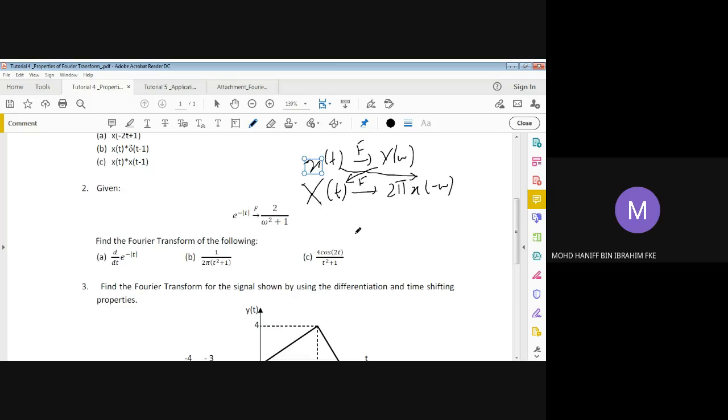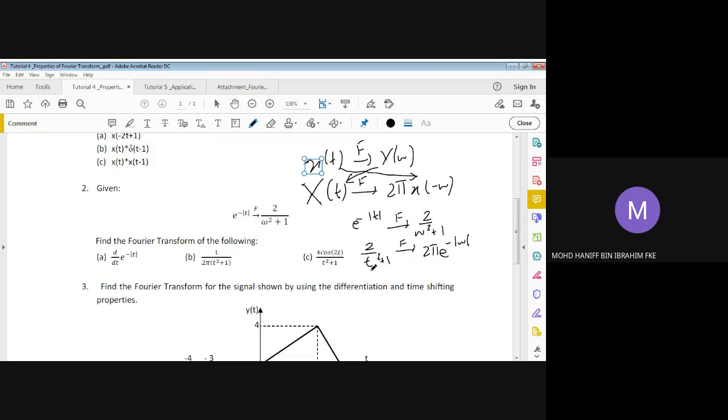Right, based on this, from exponential negative modulus t, we get 2 over omega squared plus 1. So as such, 2 over t squared plus 1 will give us 2 pi of exponential negative omega. Because we have a negative here, but since we have a modulus, we can cancel the negative, so we have modulus of omega, just like that. Hopefully you understand this concept.